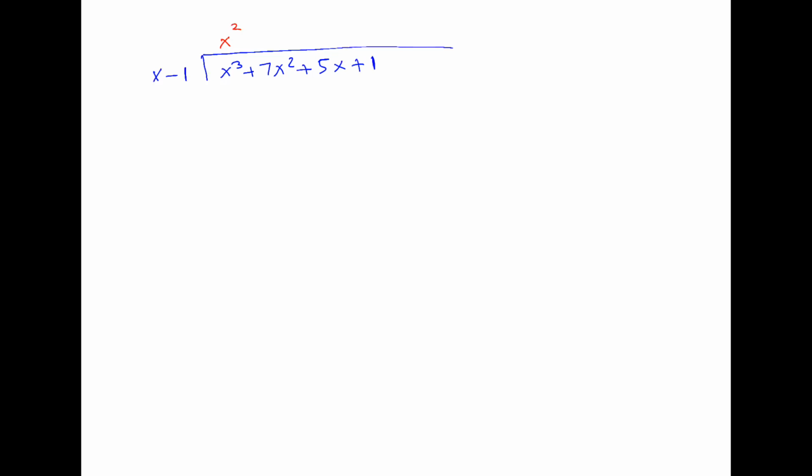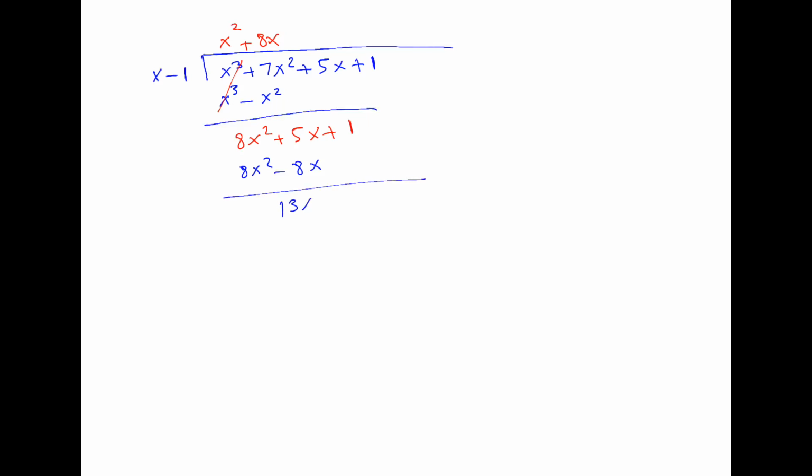We have x^2. x^2 times x - 1 is x^3 - x^2. If we subtract, we have 8x^2 + 5x + 1. Repeat the same process. 8x^2 divided by x is 8x. Multiply 8x by x - 1. We get 8x^2 - 8x. Subtract: 13x + 1.